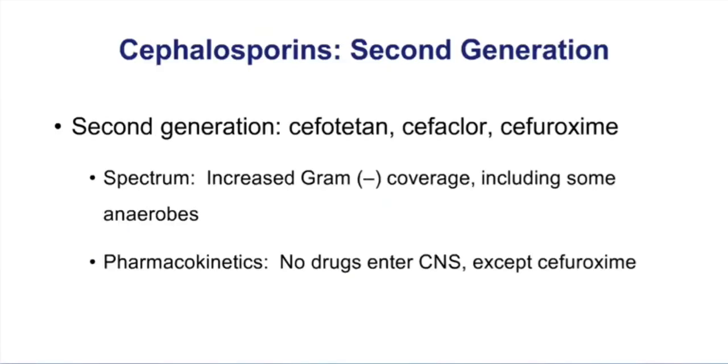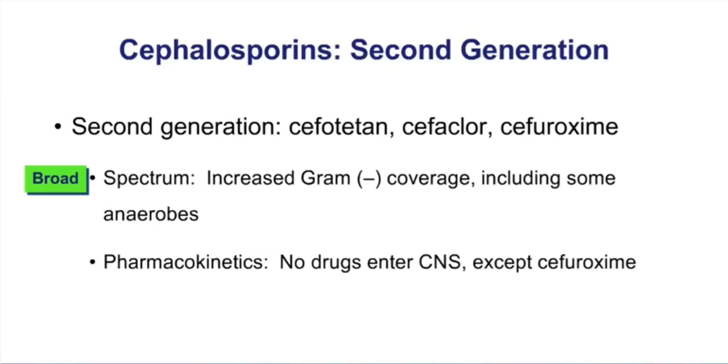Our second-generation drugs are broad spectrum. In fact, broad, as we've seen before, means we're going to get increased gram-negative coverage. Second-generation drugs still have some good gram-positive, but definitely expanded gram-negative coverage, including their ability to kill certain anaerobes. None of these drugs enter the CNS except for one, the drug cefuroxime.